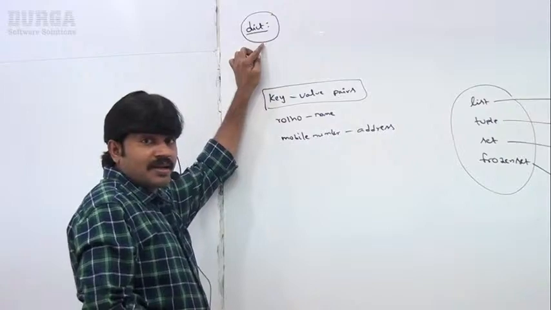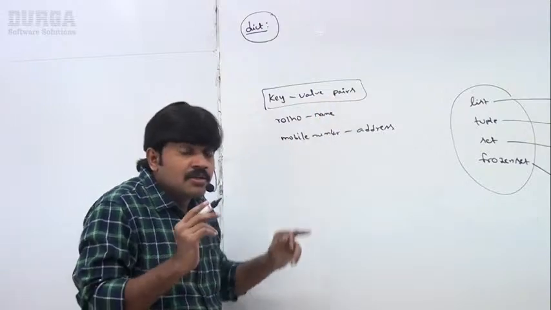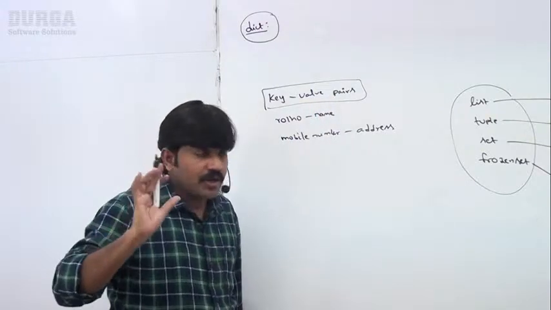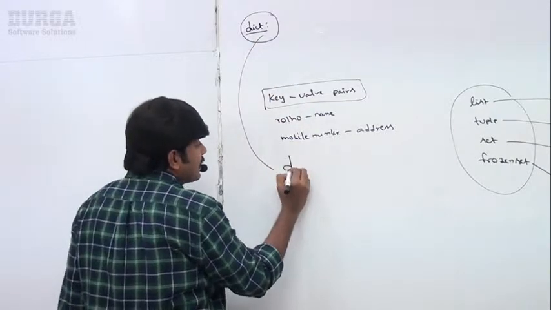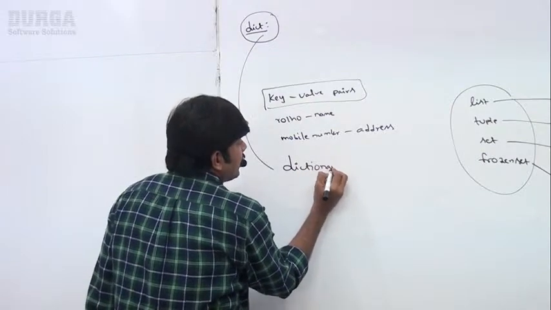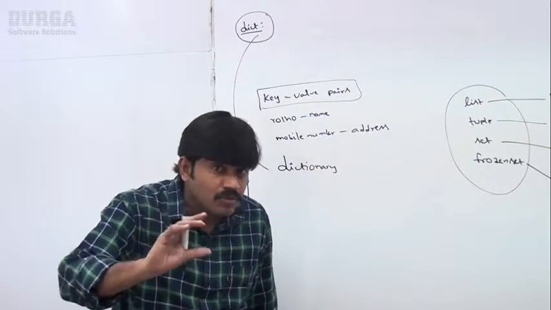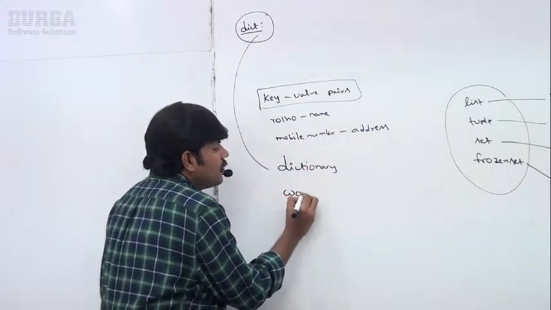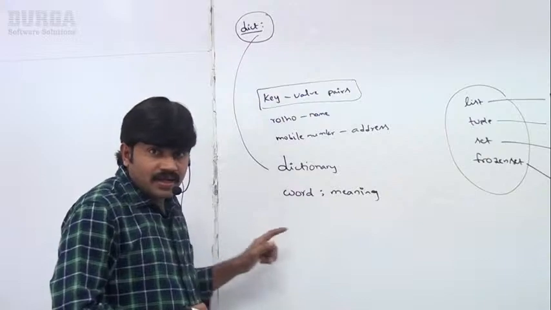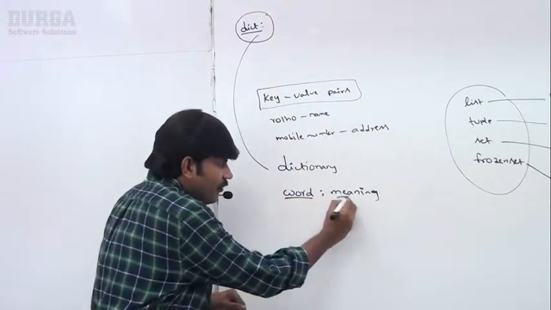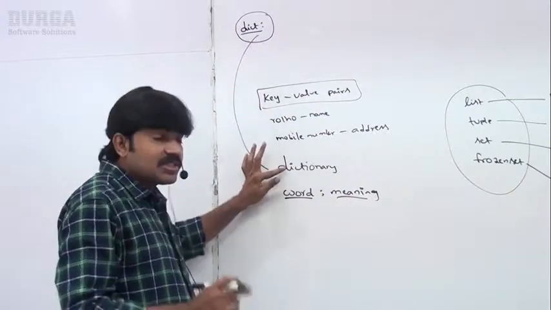When should we go for dict data type? If you want to represent a group of objects as key value pairs, then we require to go for dict data type. Okay, well, sir, dict means what? Dictionary. In our Oxford dictionary, if you go for the English dictionary, how will the things be there? Sir, word and the corresponding meaning, correct, right? So key value, the same thing is applicable even in our Python dictionary also.